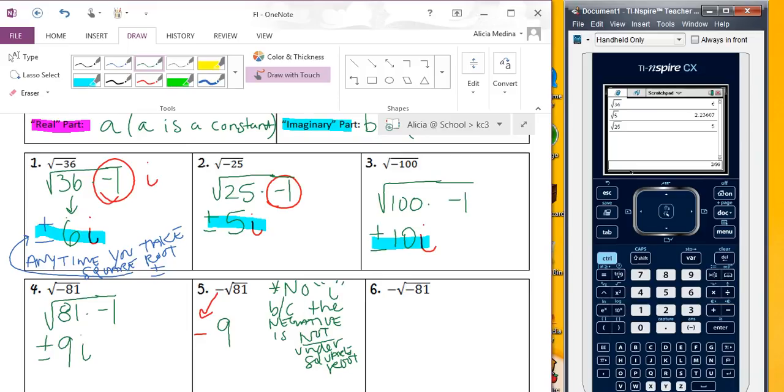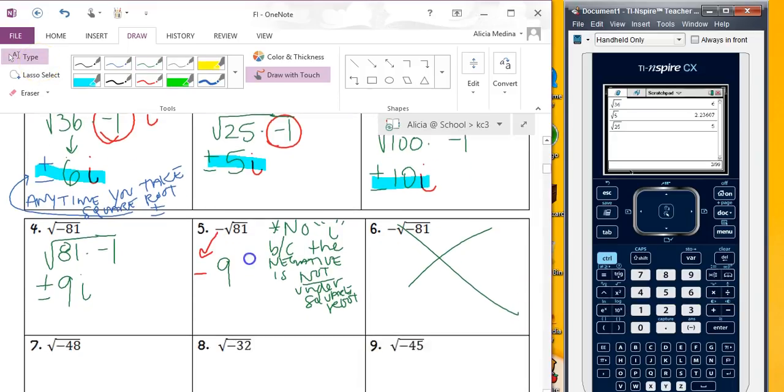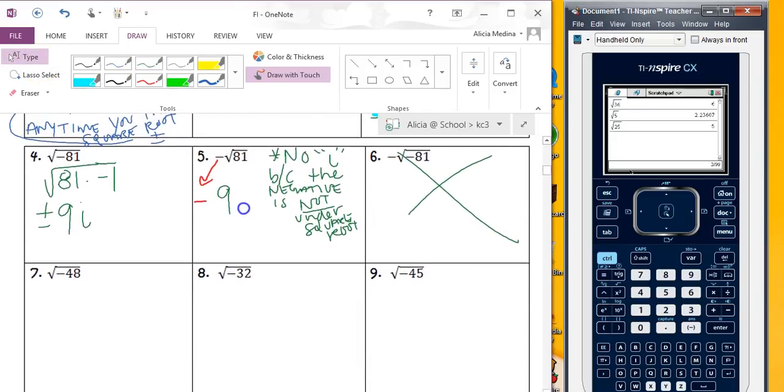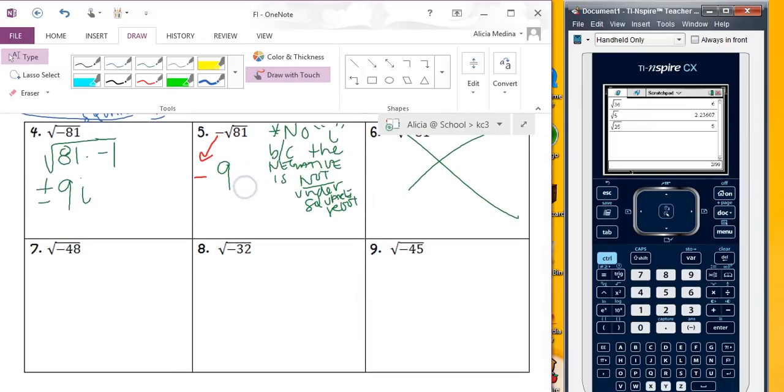Number 6, I'm actually going to skip number 6. Don't worry about number 6. We can kind of jump over number 6. You're not going to see something where you have a negative both inside and outside. So let's just finish up the last 3 examples.